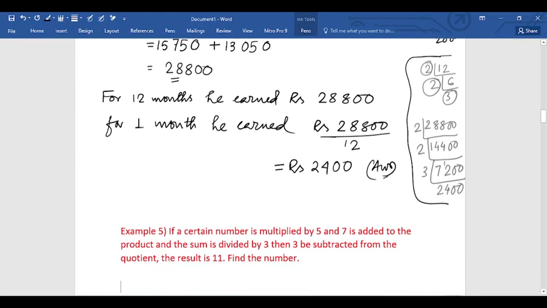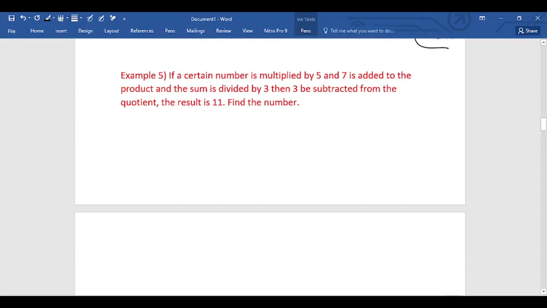Now example 5, which says if a certain number is multiplied by 5 and 7 is added to the product and the sum is divided by 3, then 3 be subtracted from the quotient, the result is 11. Find the number. Okay, read it very carefully. A number, we don't know what number it is. The number is multiplied by 5 and then 7 is added to the product and the sum is divided by 3, then 3 be subtracted from the quotient. The result is 11. Now what happened?